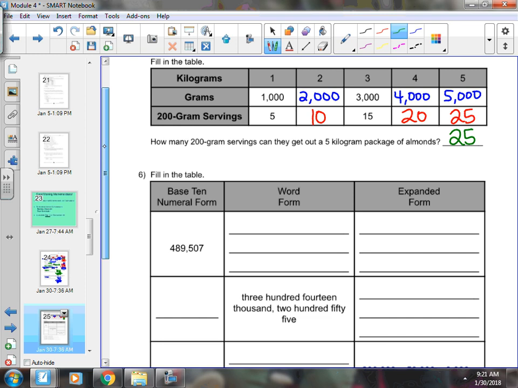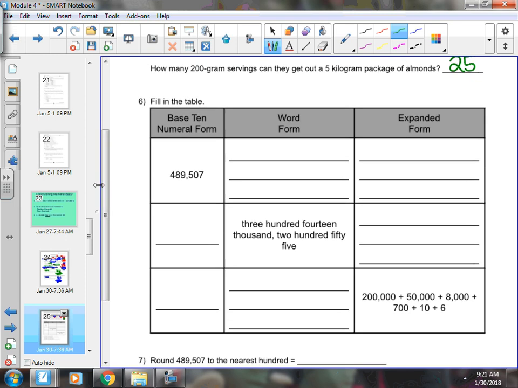Number 6, fill in the table. They show it in numbers, they show it in words, and they show it in expanded form. So the first number, they showed us in numbers. Let's write it in words. 489,507. And I think I might have to write pretty small up here on the smartboard.